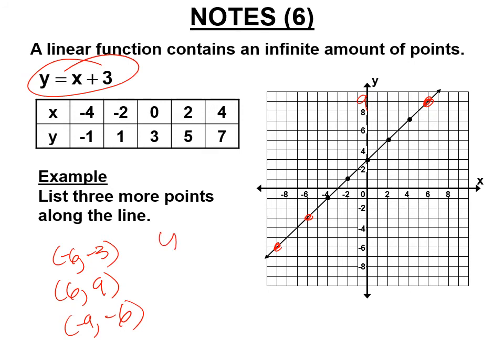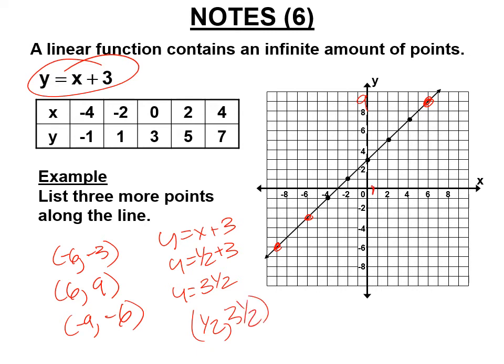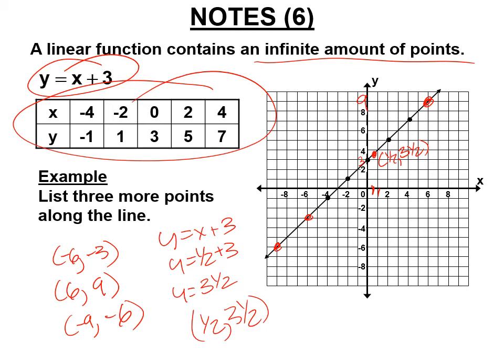Say y equals x plus 3. What does that mean? Say I say x is 1/2. That means there's also the point where x is 1/2, y is 3.5. X is 1/2, y is 3.5 is right there, right? It's because 1/2 is halfway between 0 and 1. 3.5 is halfway between 3 and 4. It's right there. There are ones with decimals in them. There's an infinite amount of points. These are a few easy sample points so that we can draw the line. Okay, major concept.